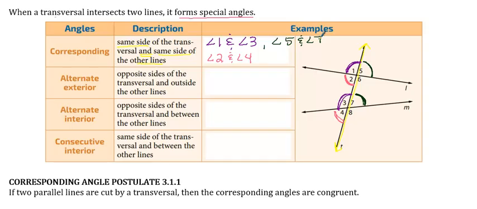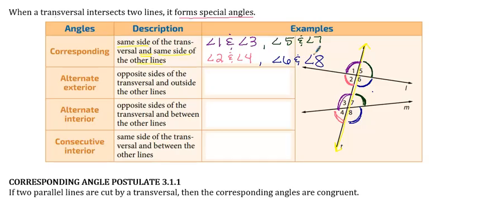Make sure you're using those angle marks. And the last set, angle 6, it's to the right of the transversal, and it's on the bottom, so it's below the other line, L. So we have angle 6 and, good, angle 8. Those are corresponding angles.